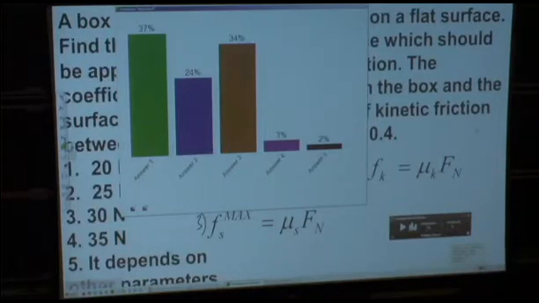I understand 1, 2, 3. I don't understand 4 and 5. There are only 3 equations, but 5 answers. Okay, I do understand now.